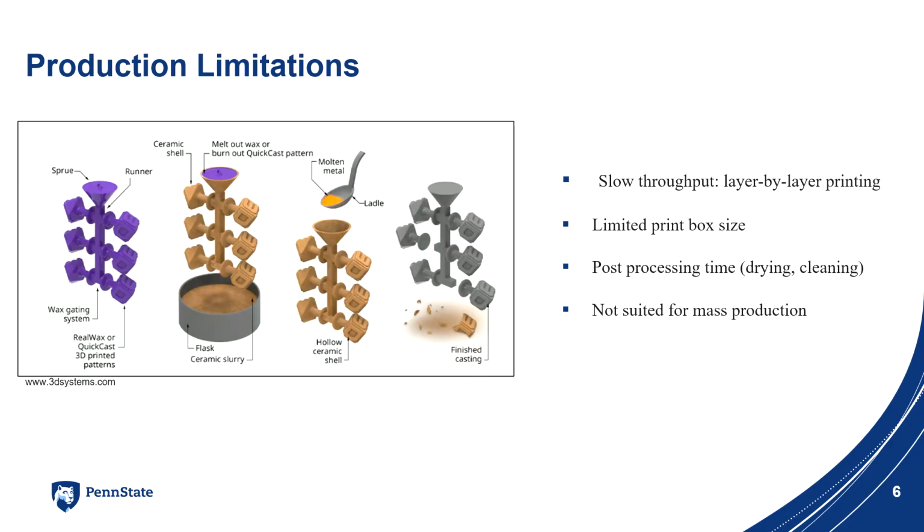Now let's look at some of the production limitations. Despite the benefits, binder jetting faces serious production constraints. The technology prints molds layer by layer, which is significantly slower than simply packing sand around a pattern. For our company, that means low throughput and limited scalability. Printer build volumes also limit the maximum size of parts we could produce. And after printing, molds must be depowdered and cured. This adds time and labor. These limitations make binder jetting unsuitable for medium to high volume parts in our production environment.